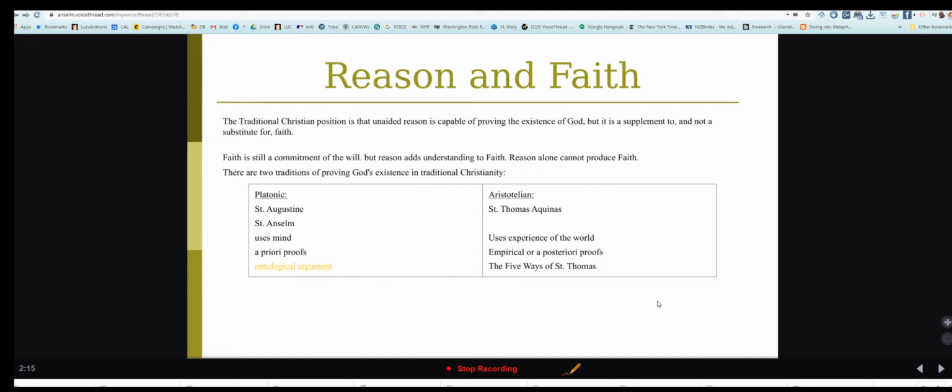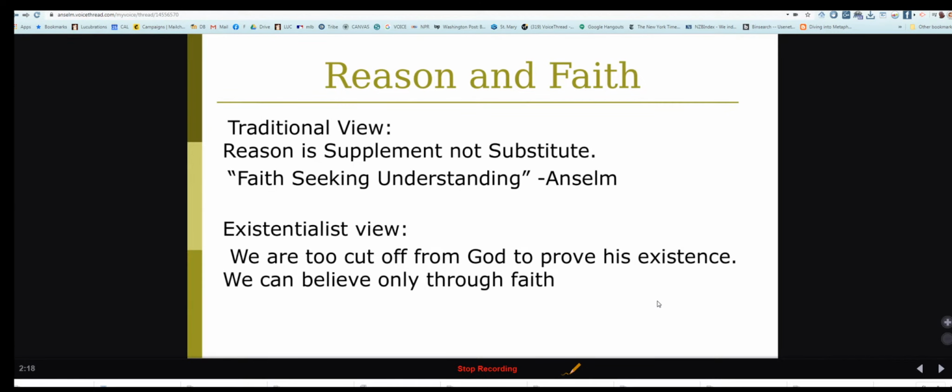Remember, the idea is that faith is still a subjective commitment of the will made independently of reason. So the reason that you would believe wouldn't be because of these proofs. They're a supplement to faith, not a substitute for faith. So you wouldn't get faith by proving the existence of God. The traditional statement of that is the motto of our college, the statement by St. Anselm, that faith is in search of understanding. You have faith first, and you use understanding to expand or to supplement it.